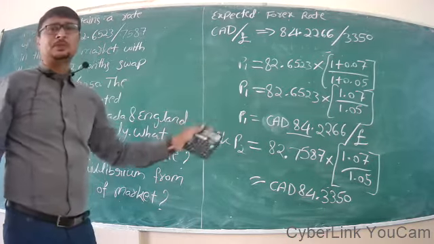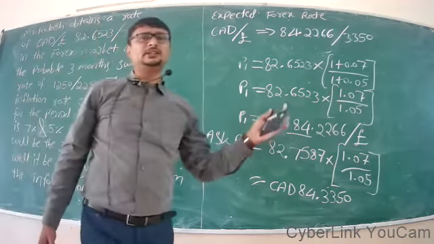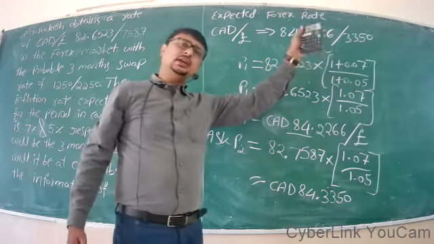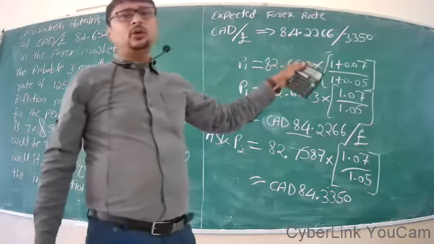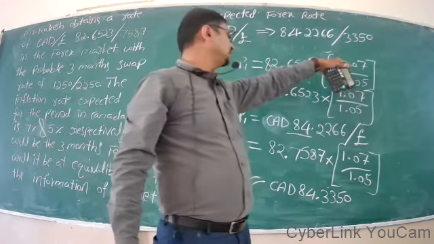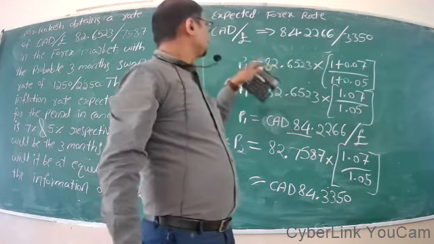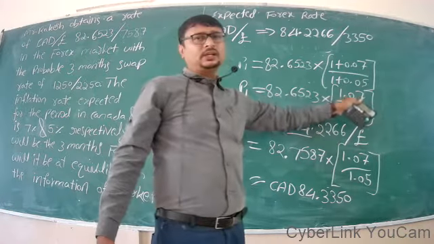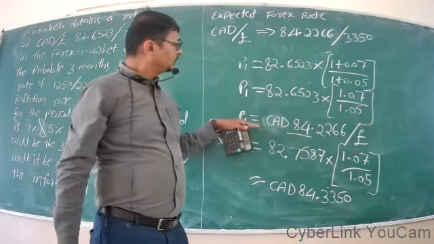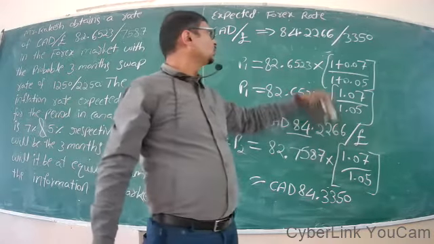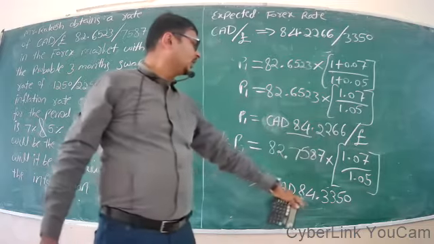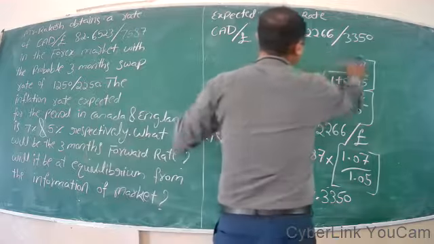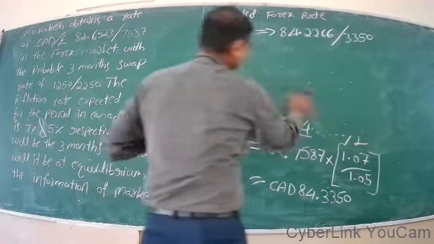So the formula is P1 equals P0 into (1 plus IH) divided by (1 plus IF). So inflation is given in the home country. Why did we take Canada as the home country? It was explained earlier, right? So now it is 82.6523 multiplied by inflation in the home country and inflation in the foreign country. Bid price we got 84.2266 and the ask price we got 84.3350, a two-way quotation. Now it is the expected forex rate if we consider inflation in both countries.